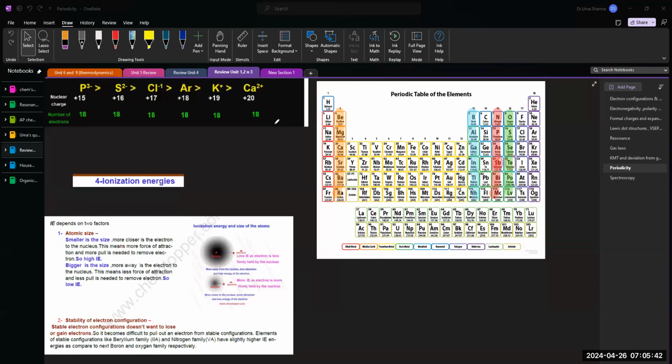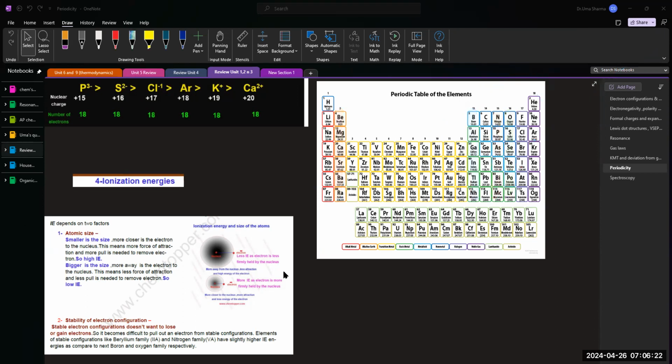So the stable electron configuration can show you an exceptional drop. If this is beryllium, then boron will be down. Then after that is going up. If this is nitrogen, oxygen is down. Then after that, regular. So this exceptional drop you can see here, and this exceptional drop you can see here. This exceptional high you can see here, but that's the straight line. It's not a drop. Is it clear?